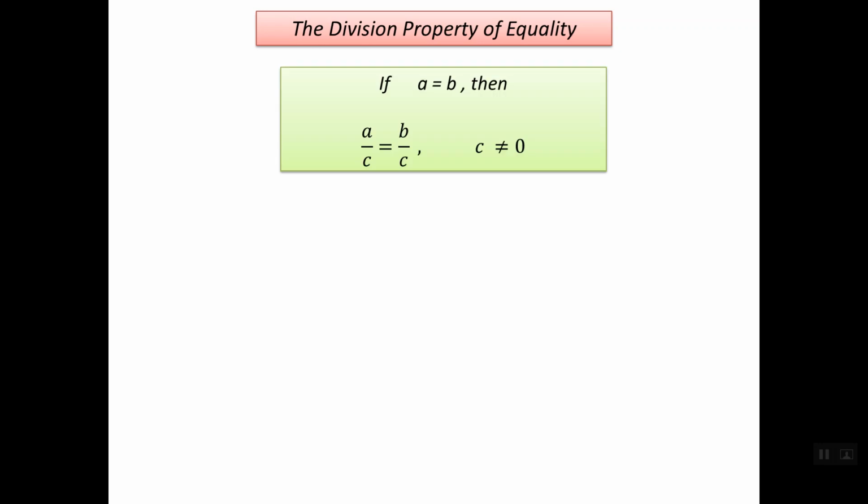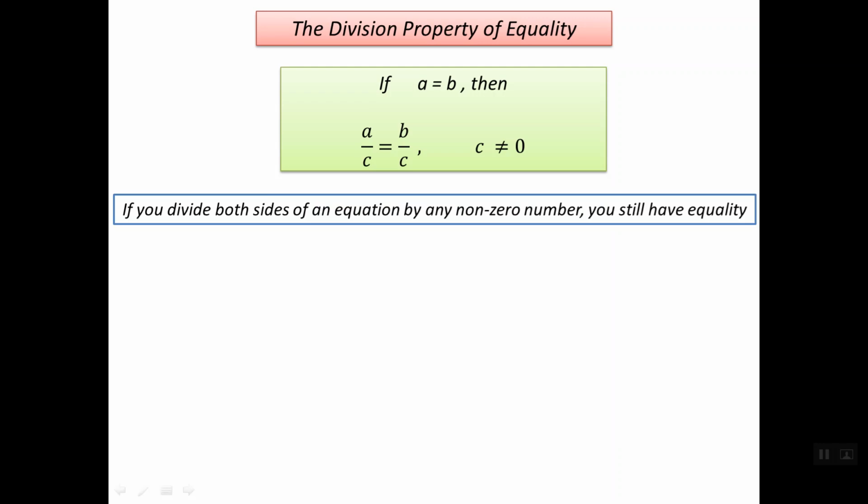First, let's understand the division property of equality. Simply, if we have A equal B, then A divided by C is equal to B divided by C, under the condition that C is not 0. The translation of this statement is that if you divide both sides of an equation by any non-zero number, you still have equality. It means that the equation is still true and still balanced. So this is the meaning of the division property of equality.